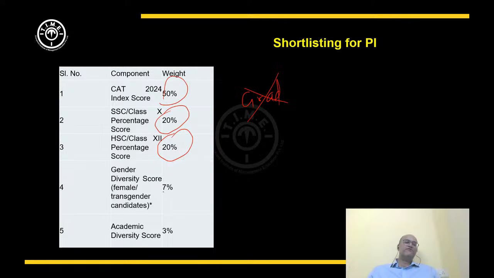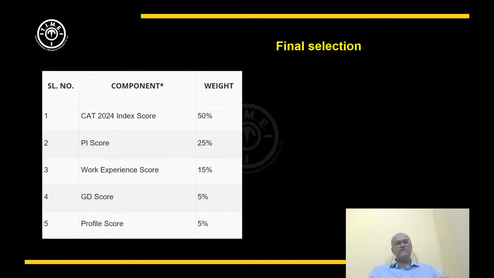Gender diversity scores were given not only to females but also to transgender applicants, and 7% weightage was assigned. Non engineers were given 3% weightage. So, this is how the actual shortlist of interview call getters was generated. Once this shortlist was generated, students were interviewed, and once the interview got over, that's when the final selection happened.